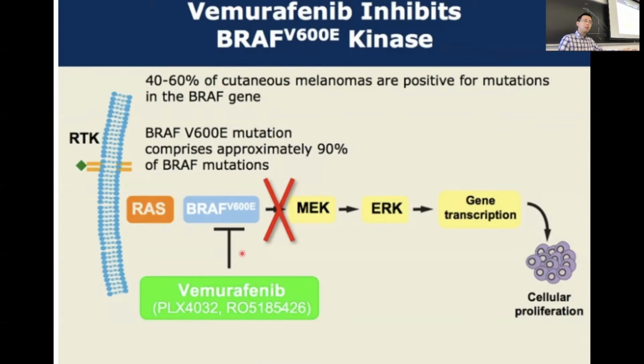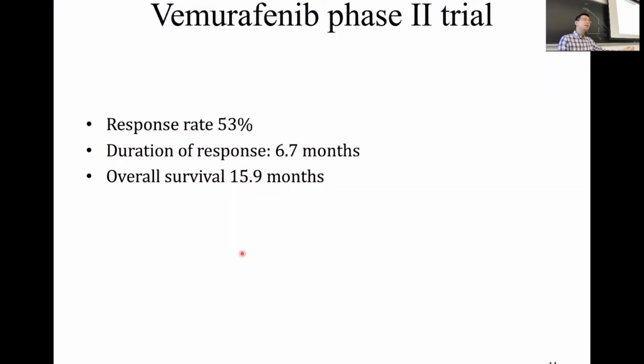But does this drug work? Here are some numbers from the phase 2 clinical trial of this BRAF inhibitor. As we can see, the overall response rate is about 53%, which means after treating patients with this drug, only half of the patients will show an initial response. The other half of patients just do not respond at all.